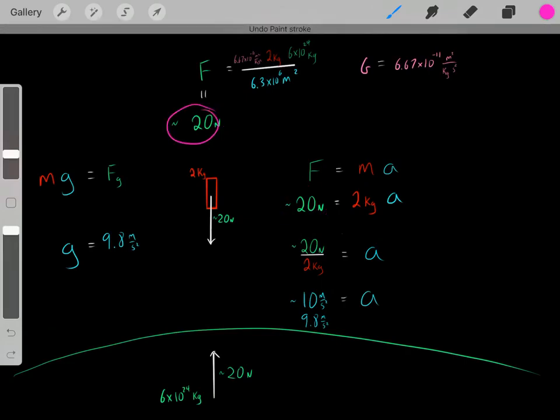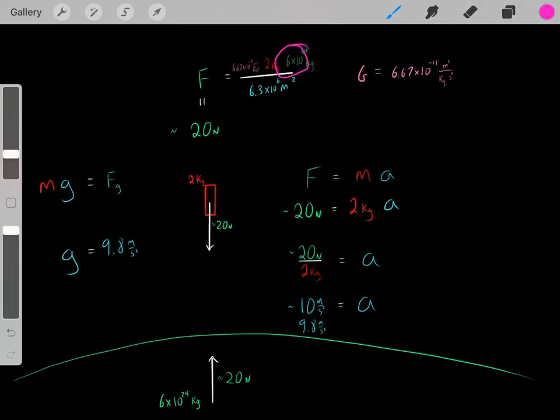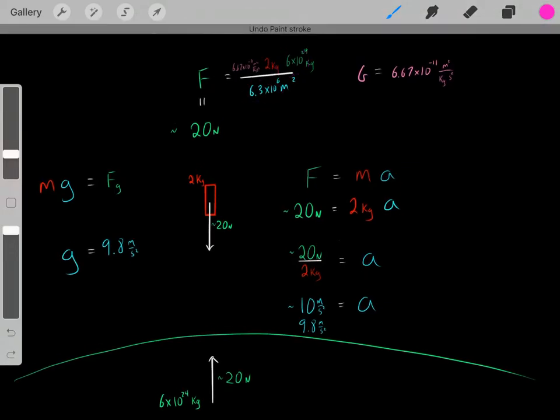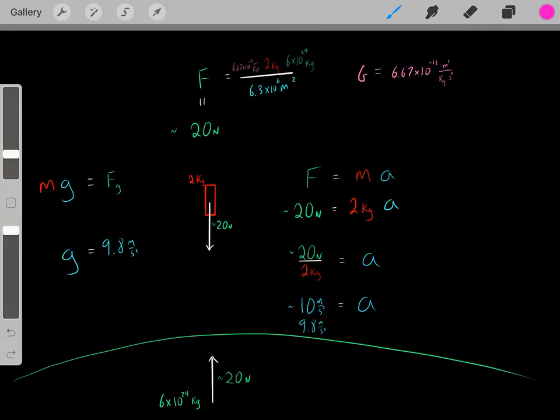This was an estimate because we estimated this mass and we estimated this distance. It wasn't exactly precise. But if we did a very precise mass and a very precise distance and found that force, and then used that force, we would get an acceleration of roughly around 9.8 meters per second squared. So this is the more precise acceleration. So now we know this book is going to feel an acceleration of 9.8 meters per second squared.